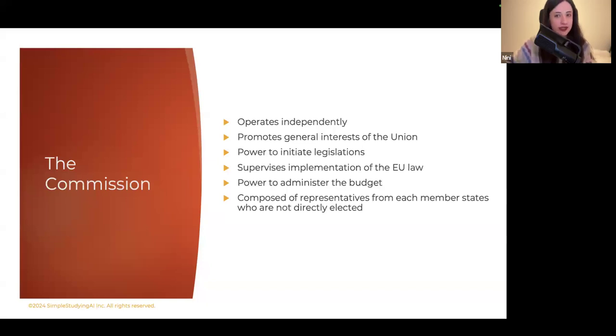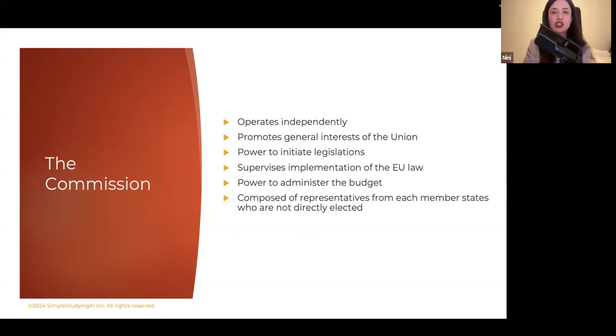The Commission operates independently, promotes the general interests of the Union, and has the power to initiate legislation. So when a new law is initiated in the European Union, it has to come from the Commission. No other institution has the power of initiating any kind of legislation. It supervises implementation of EU law, has the power to administer the budget, and is composed of representatives from each member state, who are not directly elected. So it can be argued that the Commission has the highest power of all in the European Union, and its members are not directly elected. And it's not transparent how they work.